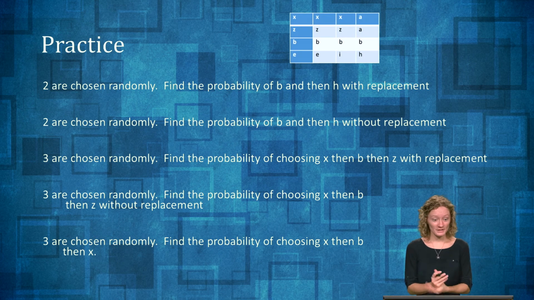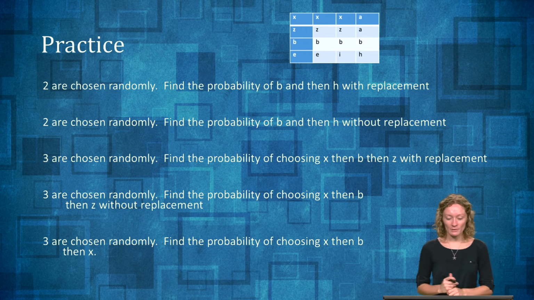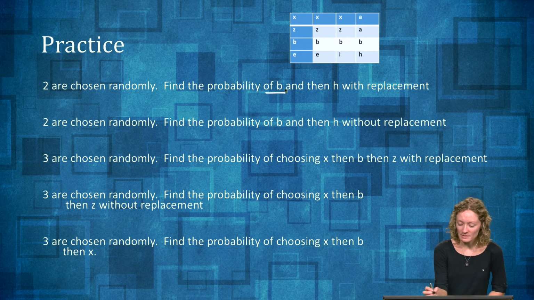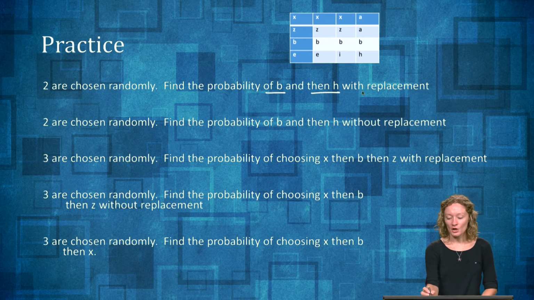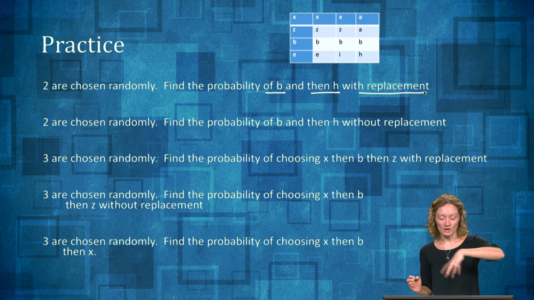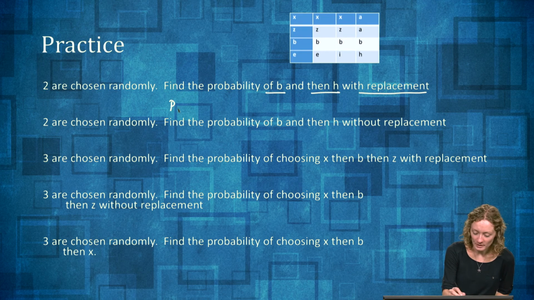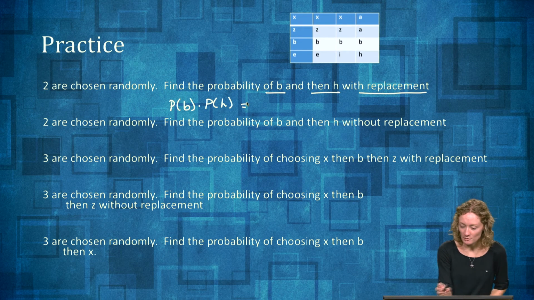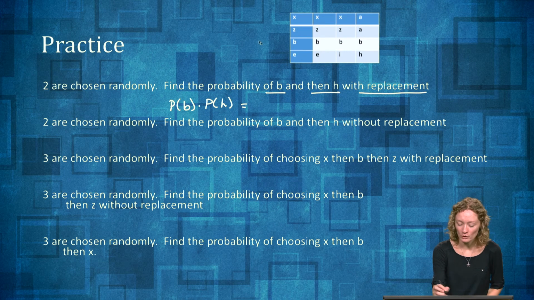Okay, so let's see if you got these right. In the first one, 2 are chosen randomly. We want the probability of B being chosen and then H with replacement. So we're picking, and then we put the tile back in, shuffle, pick again. So probability of B, probability of H. The probability of choosing a B, how many total are there?